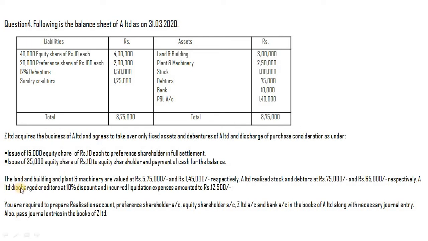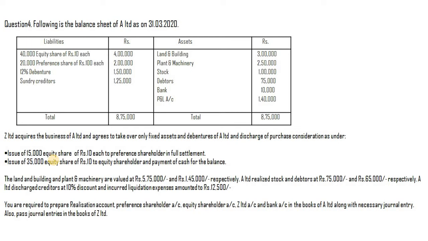Now here it is written, right, in the third paragraph below the balance sheet, land and building and plant and machinery are valued at 5,75,000 and 1,45,000, right? So land and building's value has appreciated, so they are going to give A Limited more value, right? 5,75,000 is given, whereas plant and machinery's value has come down. They have revalued the plant and machinery as 1,45,000.